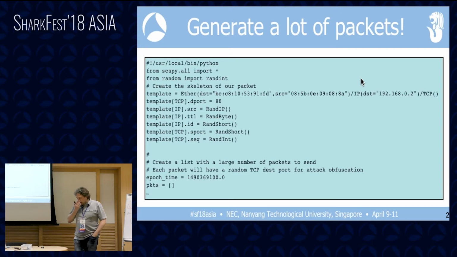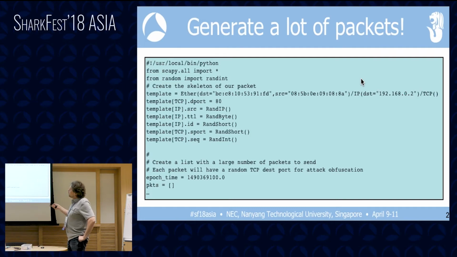If you want to generate a lot of packets, let's see what I did here. Okay, this is actually part of the code that I use to create the packets for the PCAP challenge. What I do is I have a random function. I create a skeleton for a packet. So this time I also create the Ethernet header. So I create an Ethernet header, an IP header, and an empty TCP layer. Then I fill the template with a TCP port 80. The source IP is random. The TTL is random. The ID is random. The source port is random. The sequence number is random.